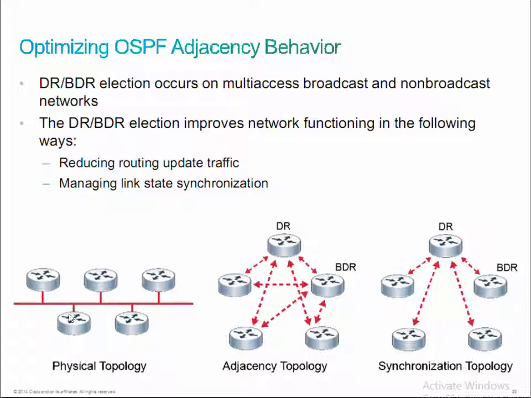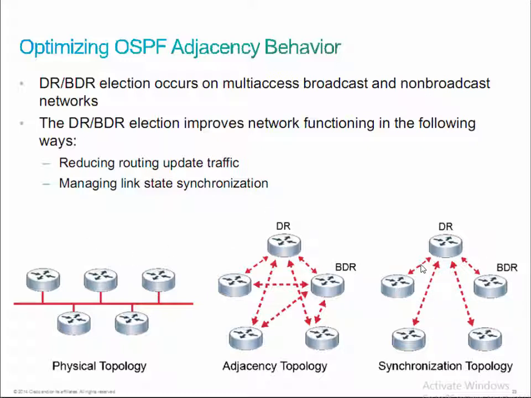In this example here, we could see that the impact would be even greater. If this router on the bottom left is the DR, then all the routers form an adjacency with that DR, and any exchange of topology information goes through the DR to the other routers. So we're reducing the number of full adjacencies that have to take place, and we're centralizing or controlling the process of managing topology change information.